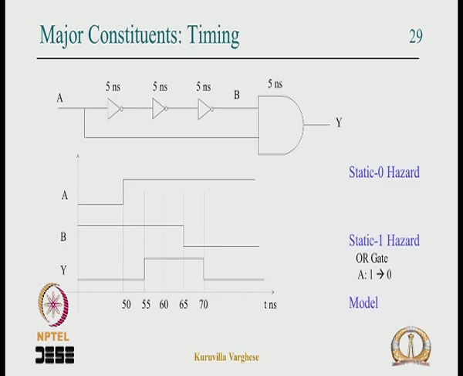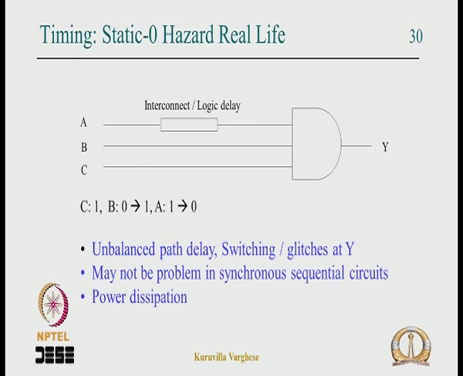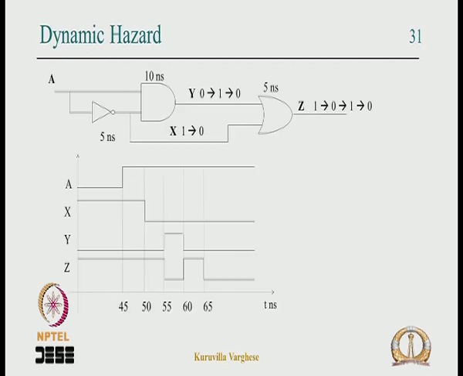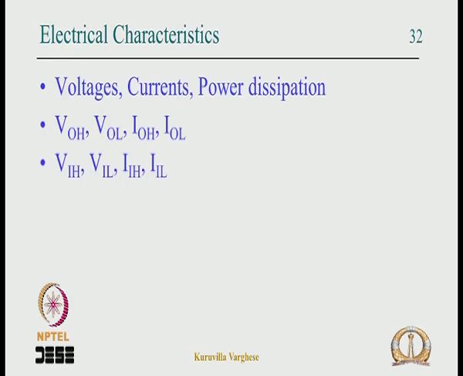In a sequential circuit it is not a problem because we latch the output after settling. But this is just a model. In real life whenever there is an unbalanced path delay at the input of an AND gate or an OR gate, these glitches can happen. So one has to wait for it to settle before latching onto a flip flop or a register. You can have a dynamic hazard for a single change in the input. There could be multiple glitches at the output instead of one pulse.